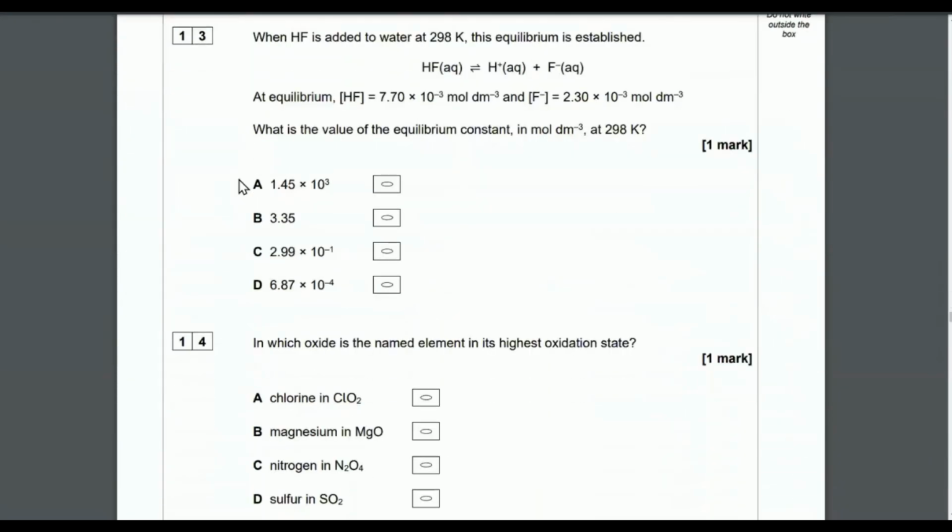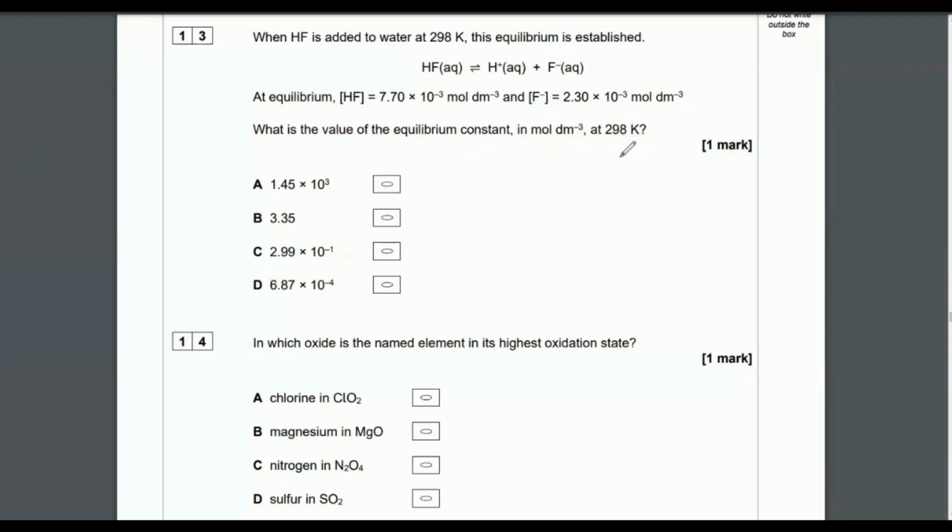Right, let's go to question 13. So 13, we are looking at when hydrogen fluoride is added to water at 298K, this is the equilibrium that's established. HF breaks into H plus and F minus. At equilibrium, HF is 7.7 times 10 to the minus 3 and F minus is 2.30 times 10 to the minus 3 mole per decimeter cubed. What is the value of the equilibrium constant in mole per decimeter cubed at 298K?